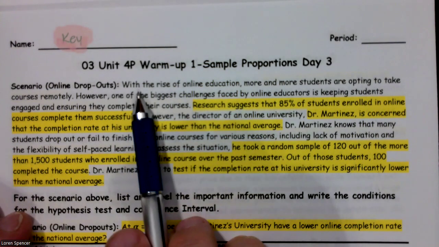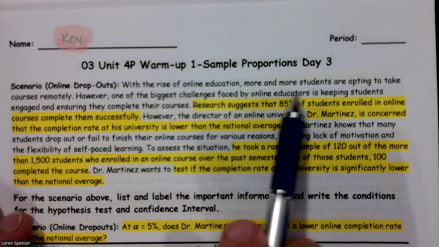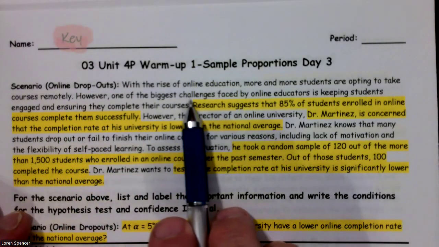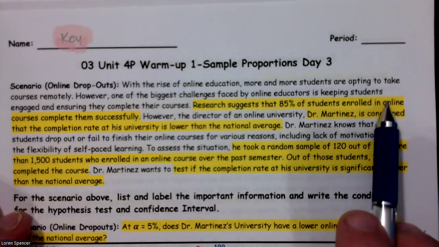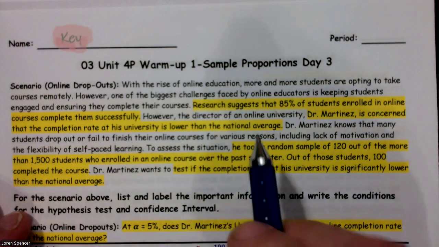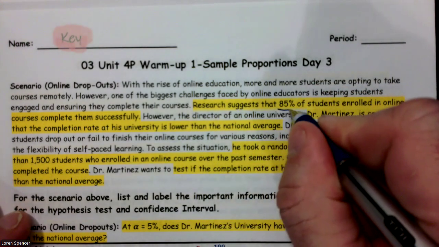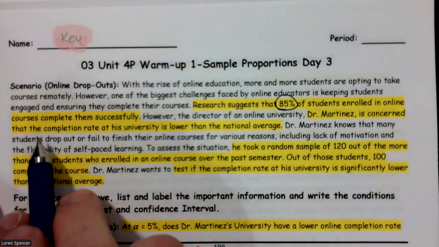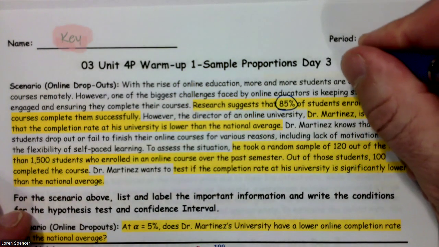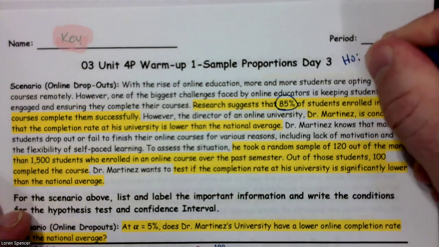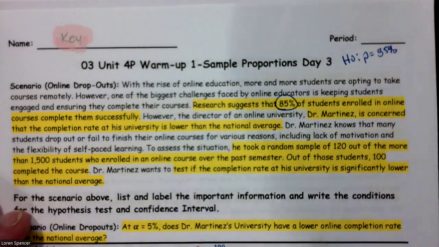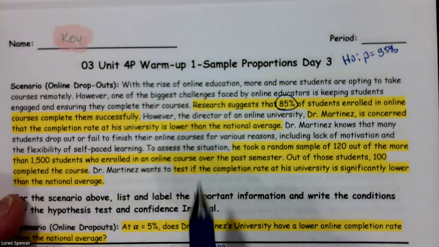So, online dropouts. With the rise of online education, more and more students are opting to take courses remotely. However, one of the biggest challenges faced by online educators is keeping students engaged and ensuring they complete their courses. Research suggests that 85% of students enrolled in online courses complete them successfully. So, our null hypothesis is P equals 85% because that's what the research says, that's the claim.